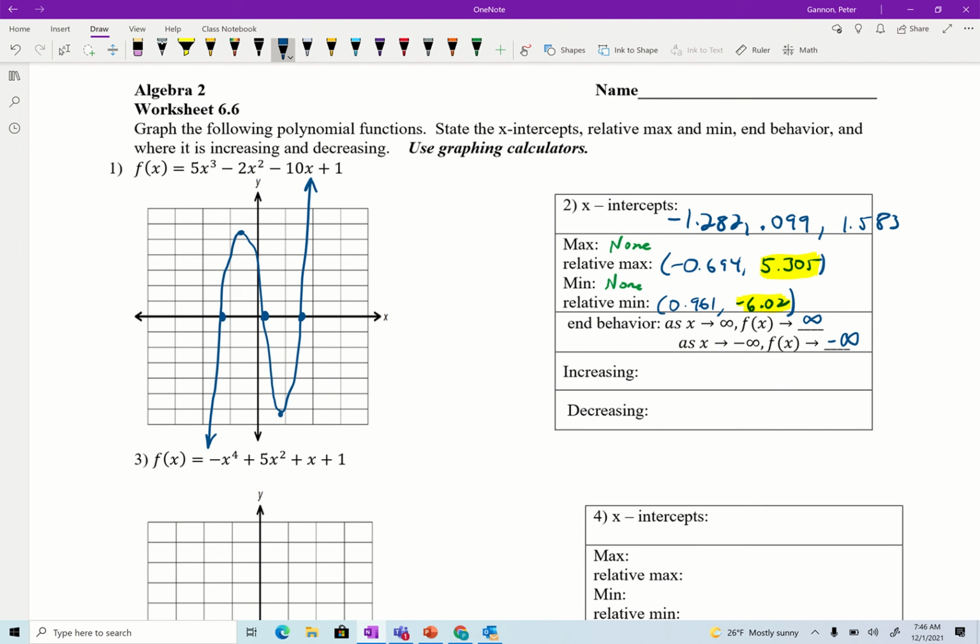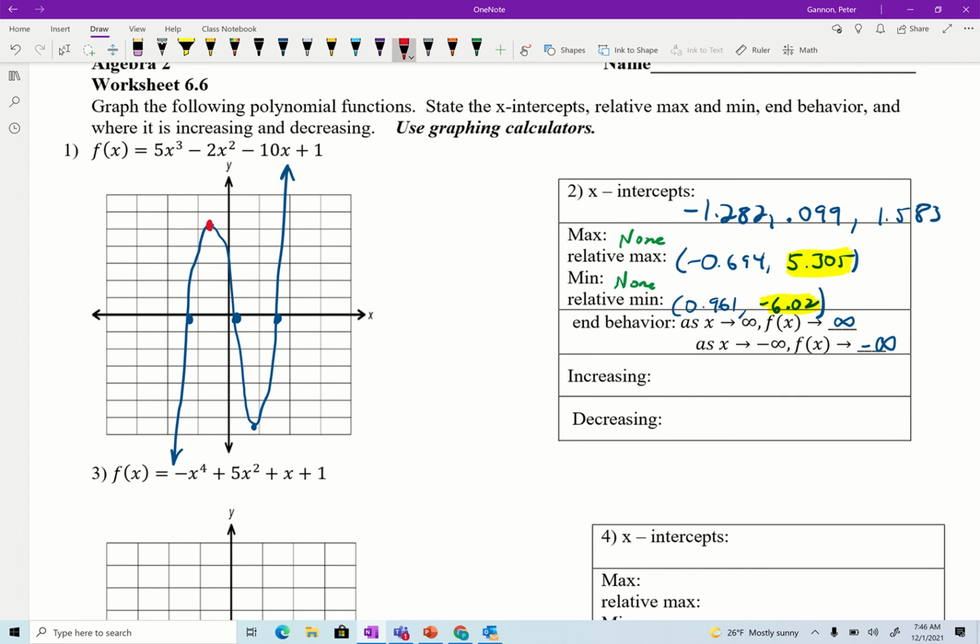And then when you start talking about increasing and decreasing, the points that actually become extremely important for increasing and decreasing are those relative mins and maxes. So this point was at negative 0.694, 5.305, and this point down here was at 0.961, negative 6.02. And I say that they're important because those mins and maxes are where your graph is going to go from increasing to decreasing or decreasing to increasing.